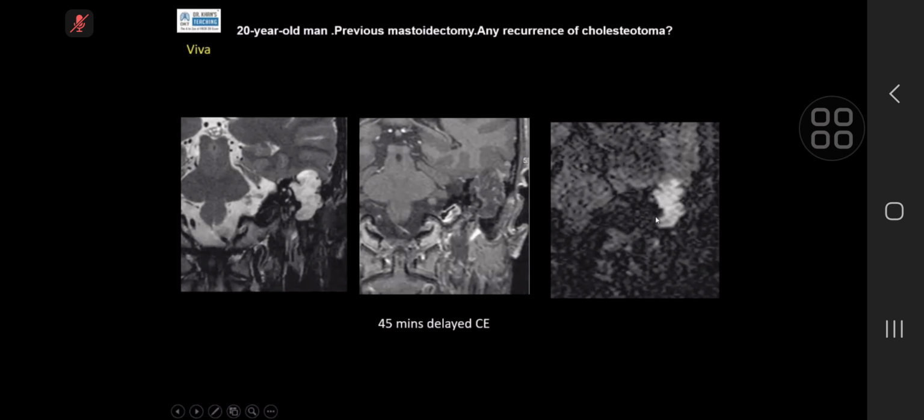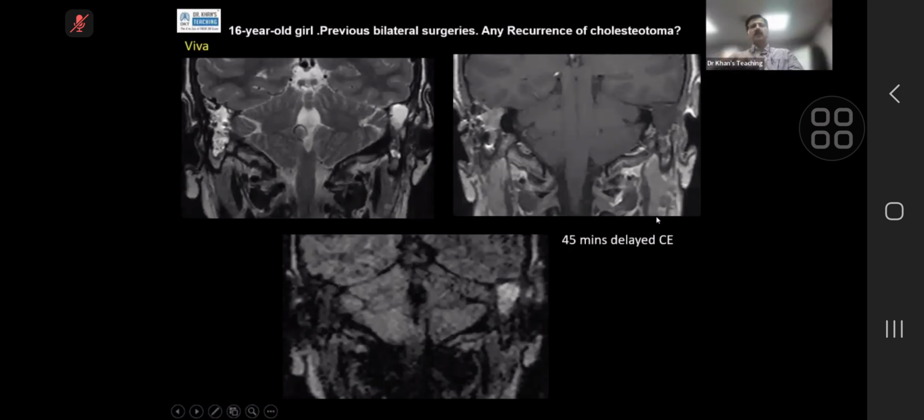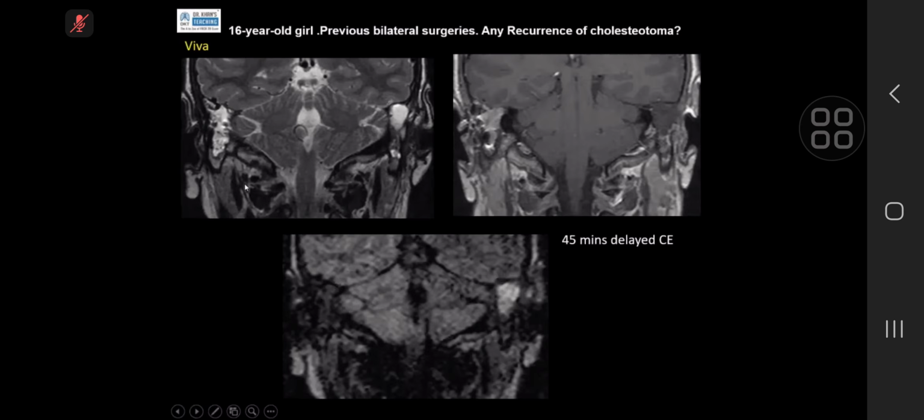Cholesteatoma. Yeah. Now this is bilateral, so I want you to tackle right and left. Let me describe: this is a 16-year-old, previous bilateral surgeries, any cholesteatoma. First of all, tell us what is happening on the right. Just concentrate on the right, and then I will ask you the left. Over to you.